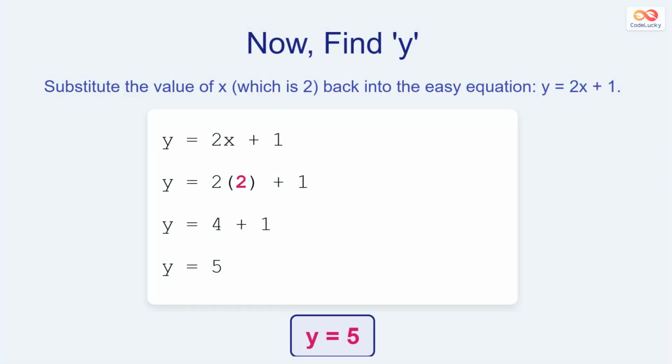We're halfway there. We know x equals 2. To find y, we can plug our value for x back into the equation where y was already isolated. That was y equals 2x plus 1. Replacing x with 2, we get y equals 2 times 2 plus 1. This simplifies to y equals 4 plus 1, which means y equals 5.